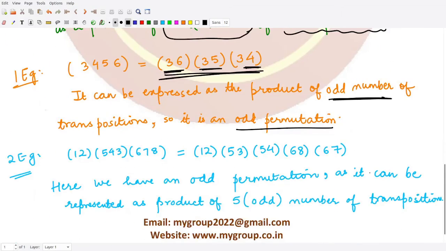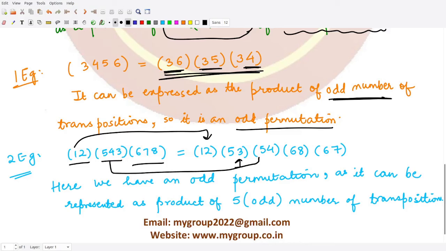As another example, let's consider a permutation which is a 2 cycle multiplied with a 3 cycle and another 3 cycle. Here the 2 cycle is represented in the same way. We can decompose each 3 cycle into transpositions, where the first element is written with the last element, then the first element with the second last element. So after decomposition, in total we have 1, 2, 3, 4 and 5 transpositions multiplied together. Since 5 is an odd number, this forms an odd permutation.